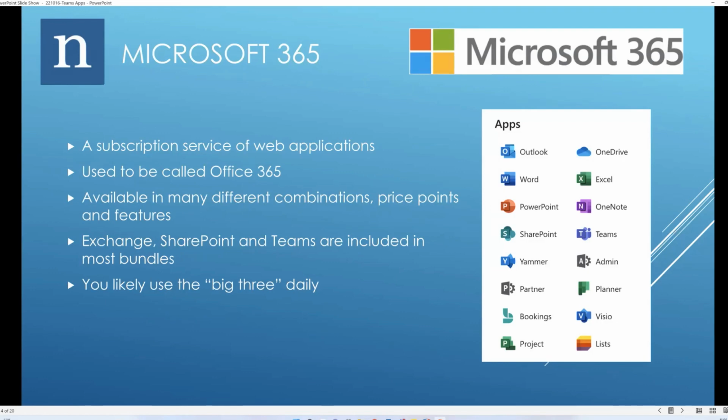So 365, I think everybody here probably has 365, but just as for reference, Microsoft 365 is a subscription service with bundled web applications, and we are officially calling it Microsoft 365 now. It used to be called Office 365. There are many different versions of 365 bundles that can be licensed, that come with different versions of or combinations of these apps. Microsoft Exchange Online, SharePoint, and Teams are included in almost every bundle. Most of you probably use the big three applications on a daily basis. But there are a lot of other applications that deserve some attention and may be able to help you out with some of the tasks that you do or need to do, collaborate on a regular basis.